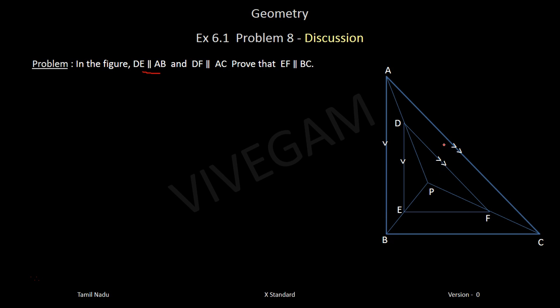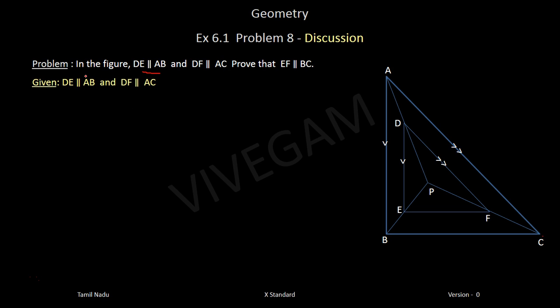Then DF is parallel to AC, right? So which means you can apply Thales theorem for triangle PAC. Then it's asking us to prove EF is parallel to BC. So again we'll have to find ways to apply converse Thales theorem for this triangle PBC. Okay, so have this in mind and let's get started.